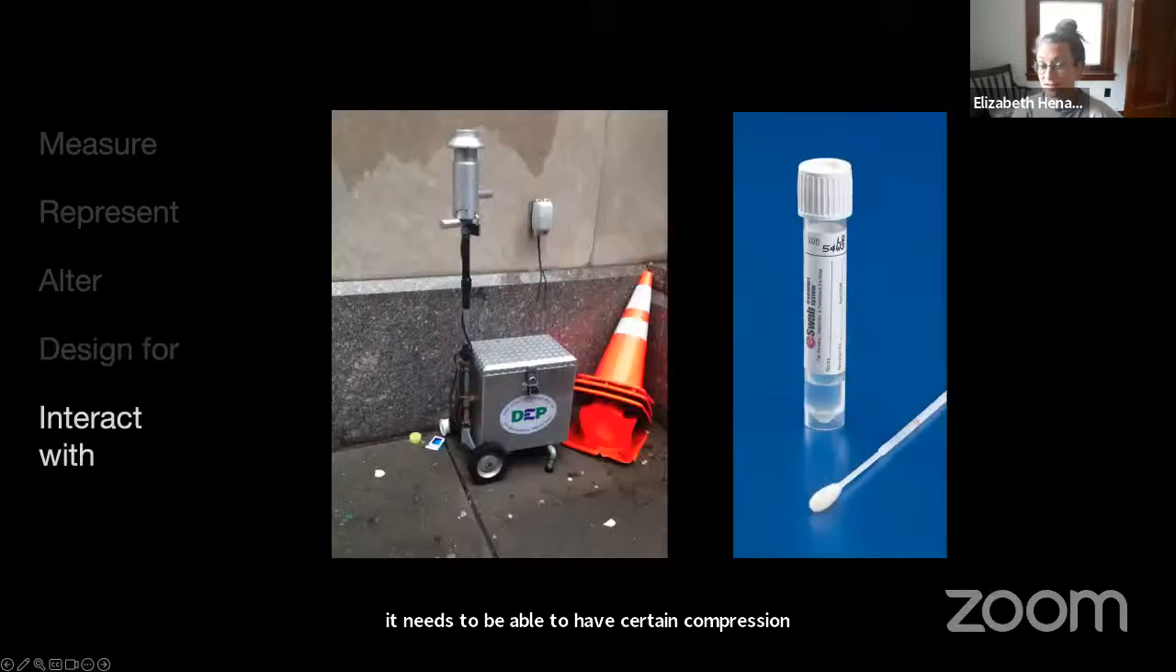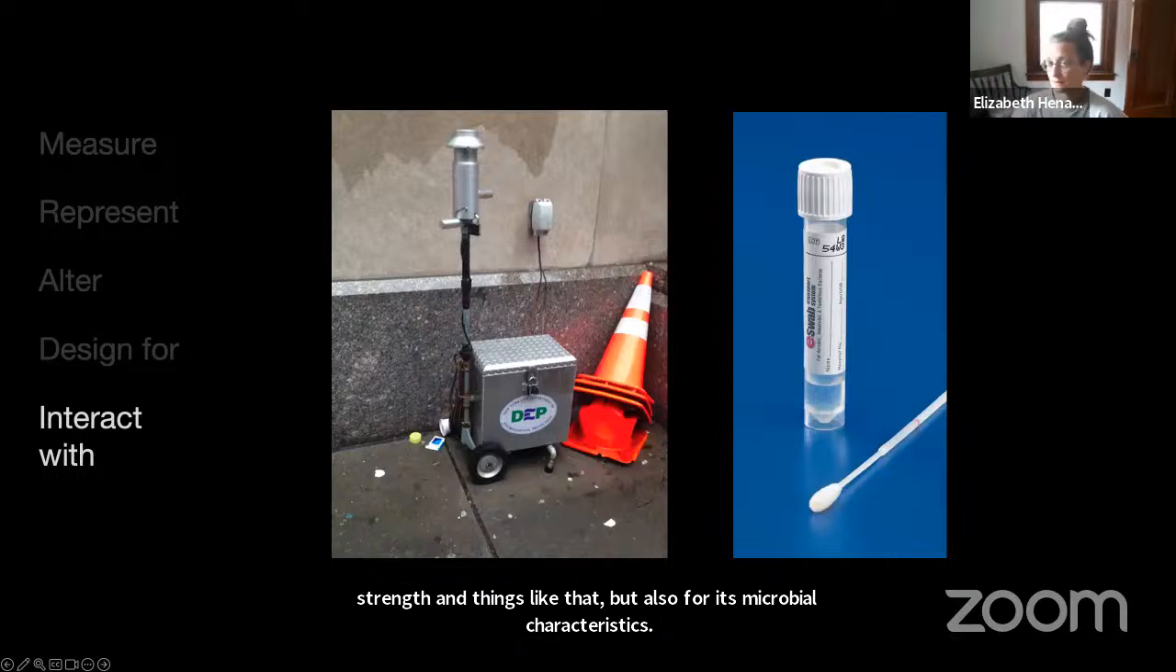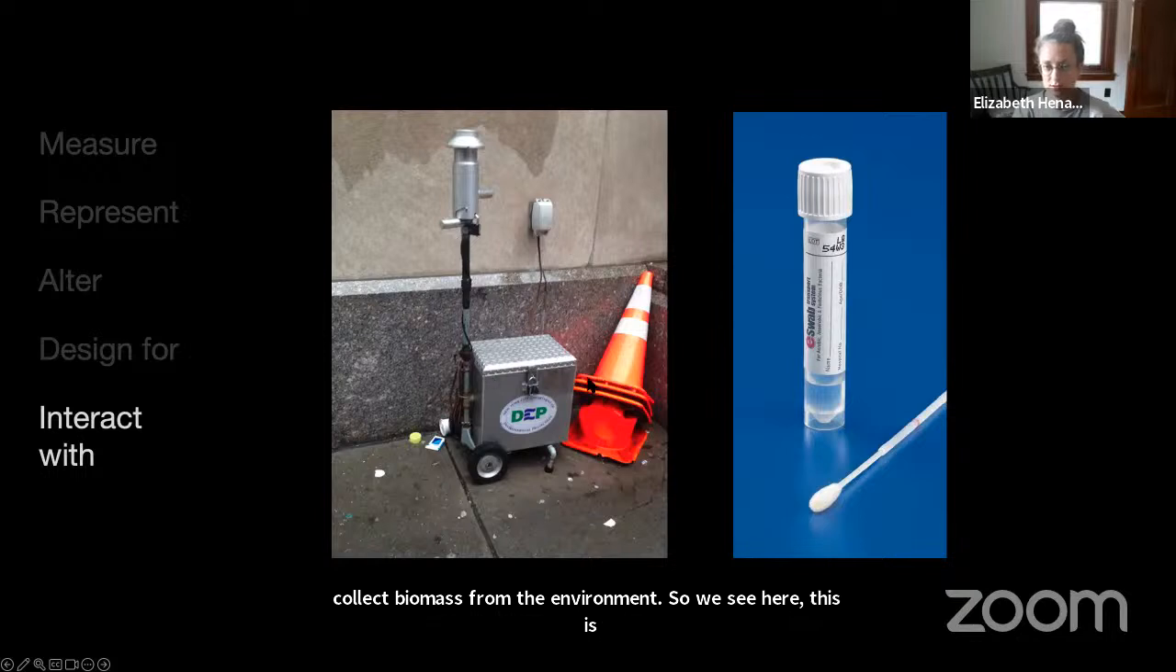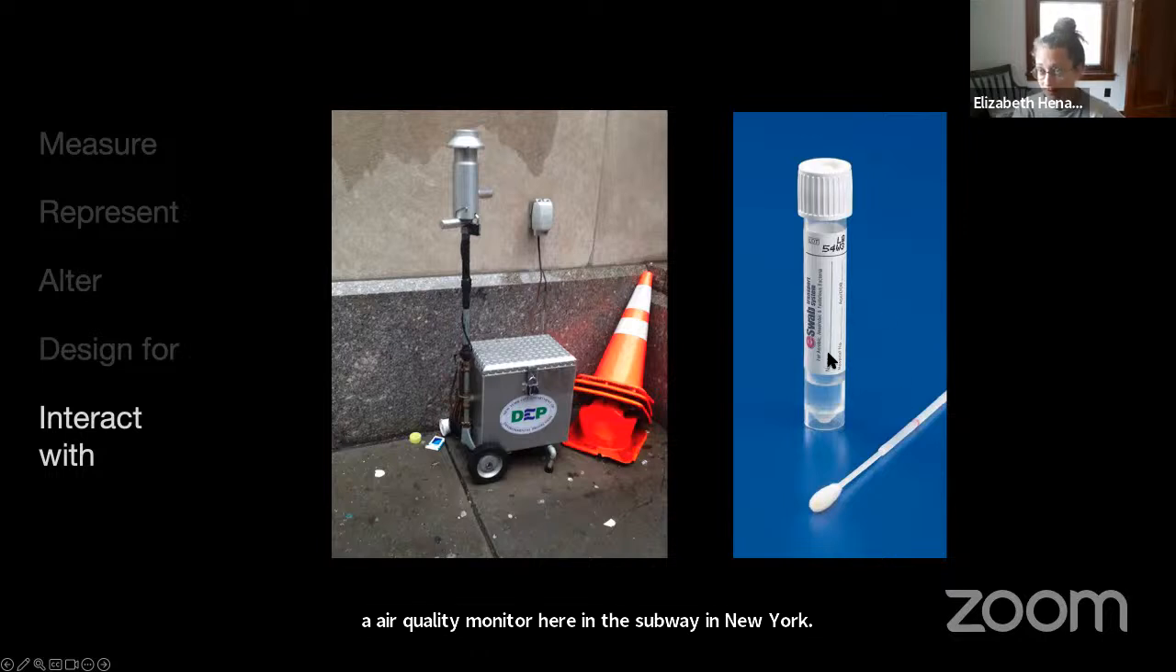We also need to be able to interact with this invisible living component of our environment. And so we have tools to collect biomass from the environment. So we see here, this is an air quality monitor in the subway in New York. And we're all very familiar with the ubiquitous swab, right? That we got way too comfortable with during the years of COVID, of having this stuck up our nose for COVID tests. But this is the most common tool used to collect biomass from our environments.